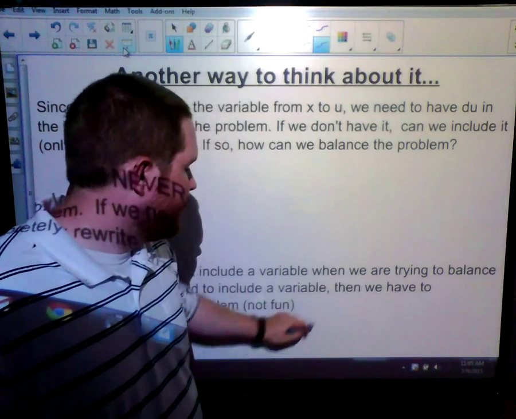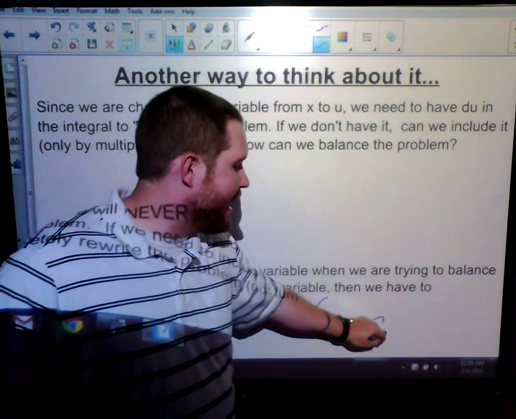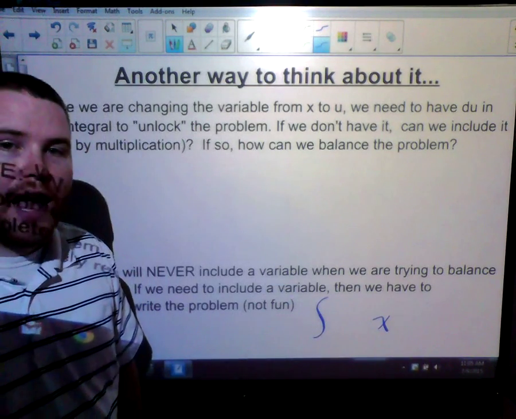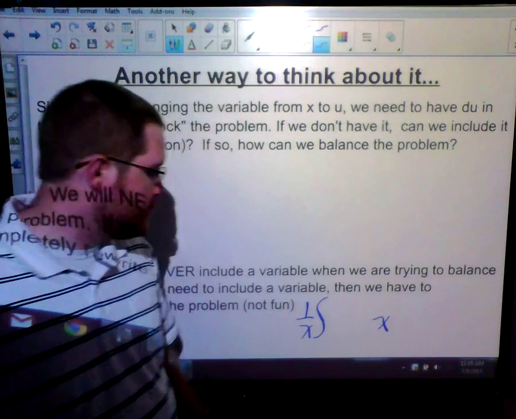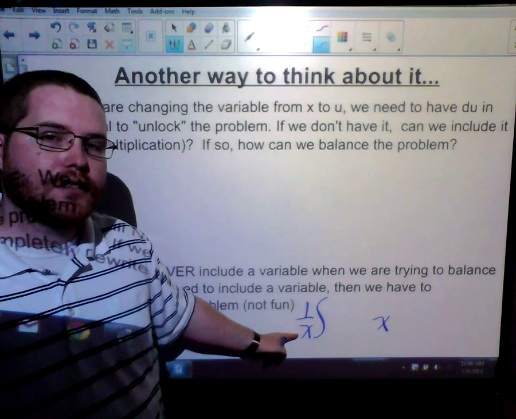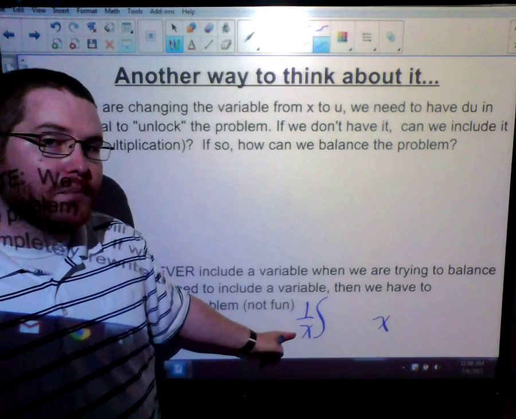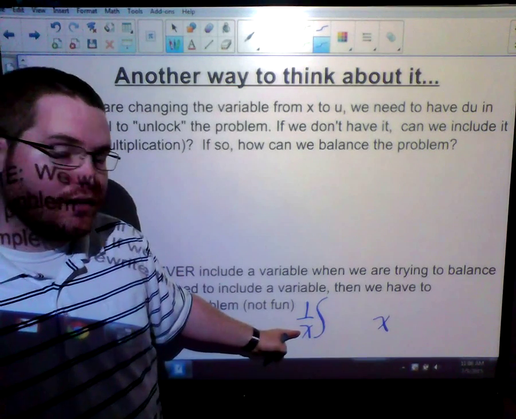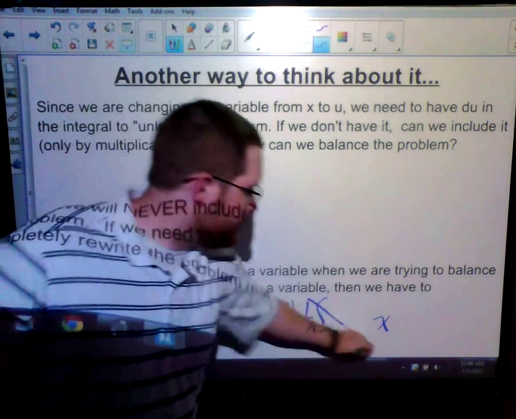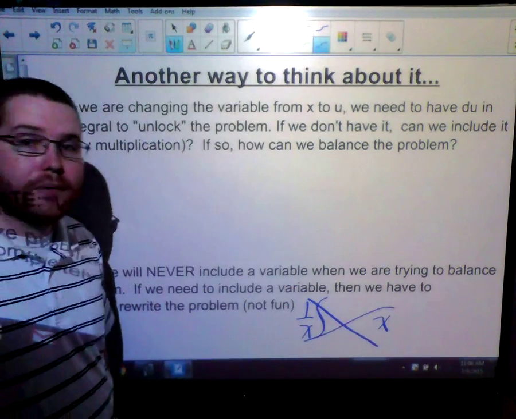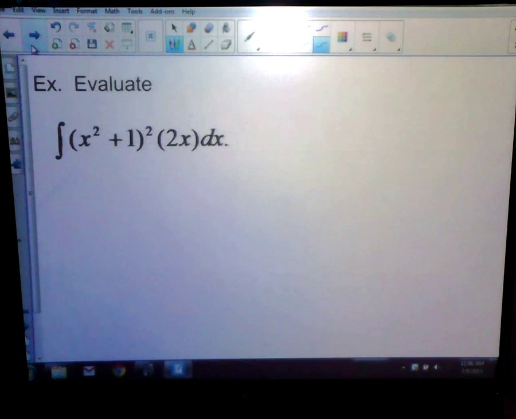Here's why. Let's say that you're going to multiply by an x inside the problem. How do you balance out multiply by x? Well, you multiply by 1 over x. What's wrong with this? X can be any number. What if x was 0? Then not only have you multiplied by 0, but you're dividing by 0. And that completely messes everything up.